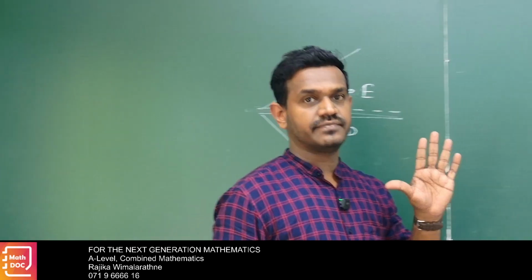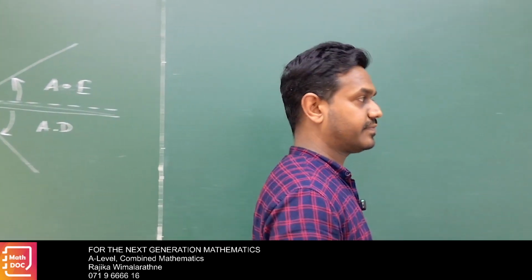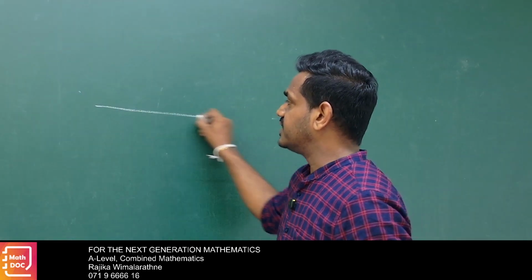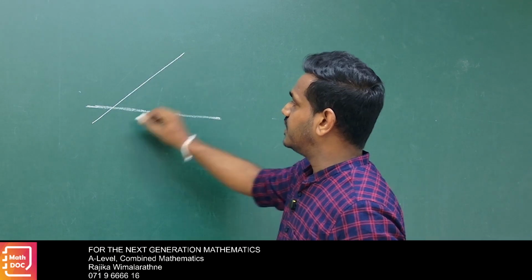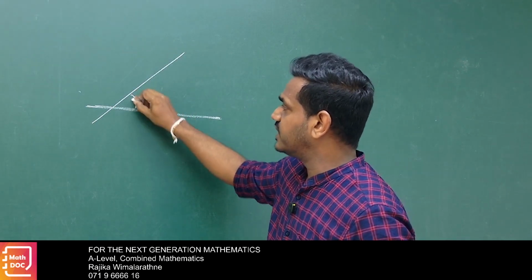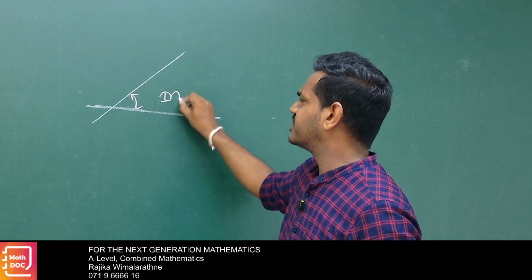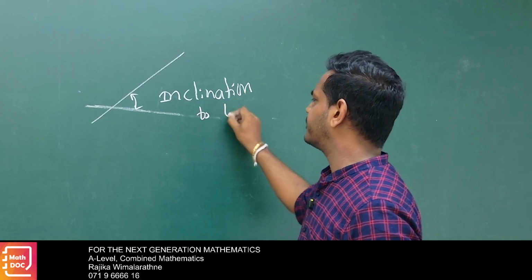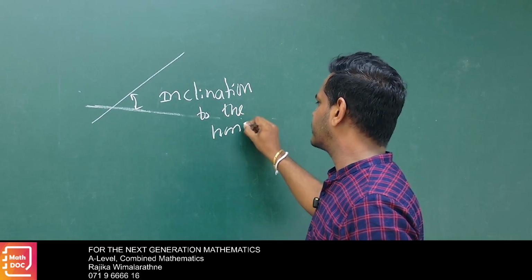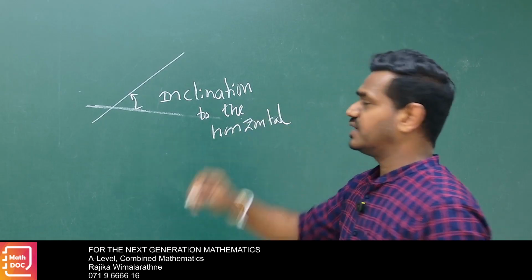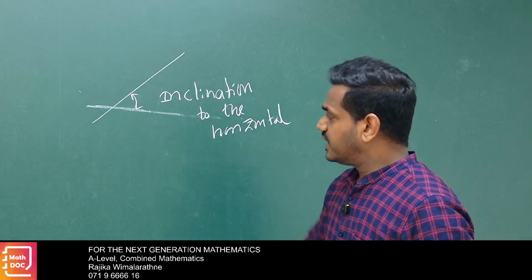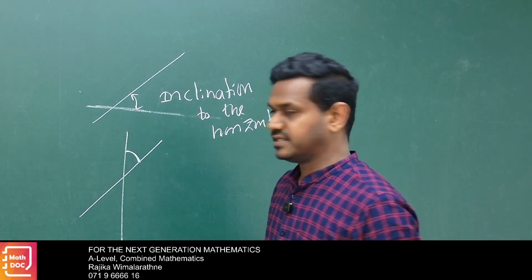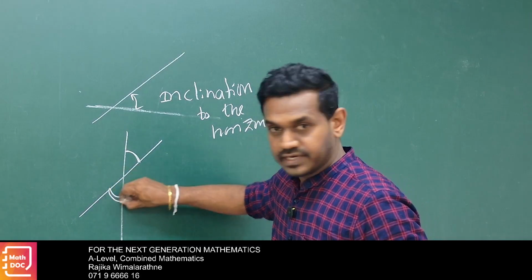Then further, you consider a horizontal level here. Here is some inclination. This one we call inclination to the horizontal. Here you consider a vertical line. Here is the angle with the upward vertical, and here the angle with the downward vertical.